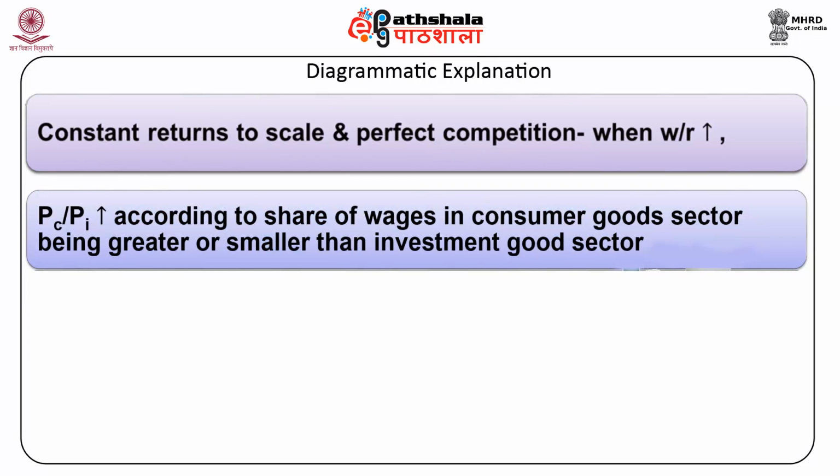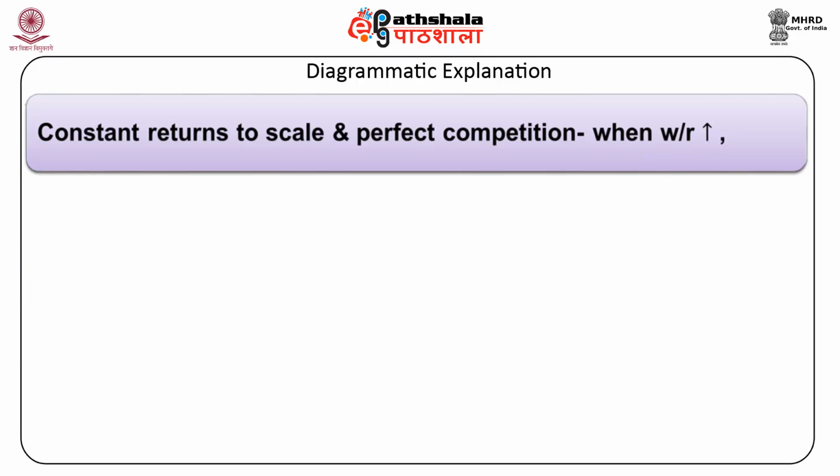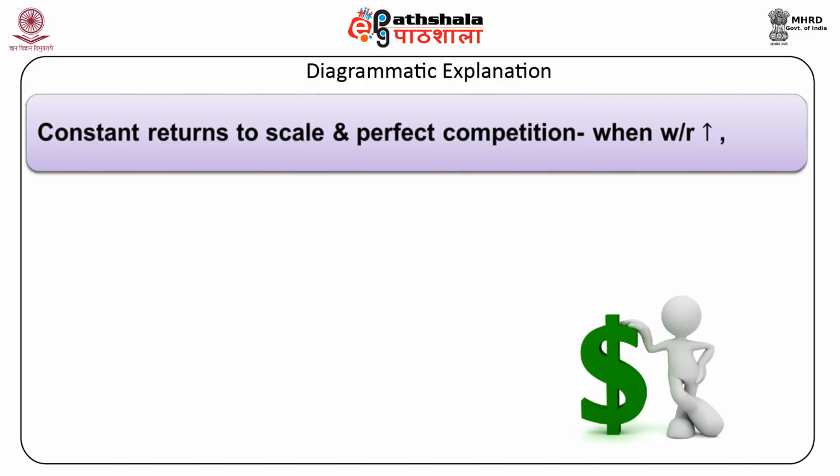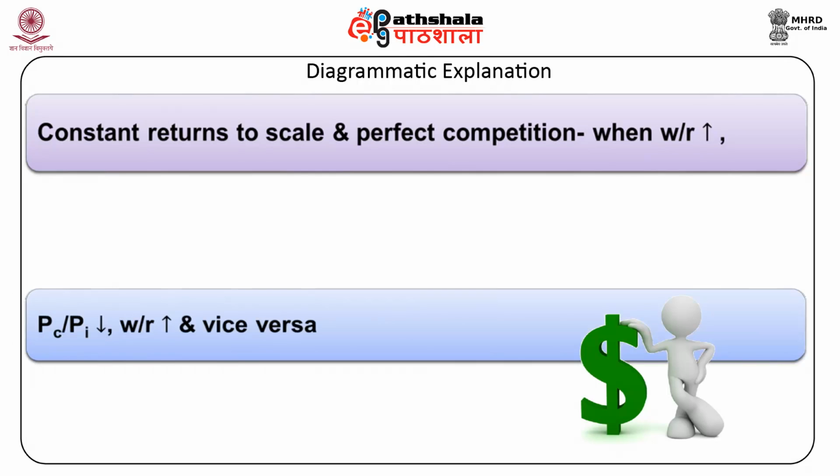Under constant returns to scale and perfect competition, it is generally the case that when the factor price ratio, that is W upon R, increases, the price ratio PC upon PI will increase or fall according to the share of wages in the consumer goods sector being greater or smaller than that of the investment goods sector. Accordingly, this model states that as PC upon PI falls, W upon R rises and vice versa.